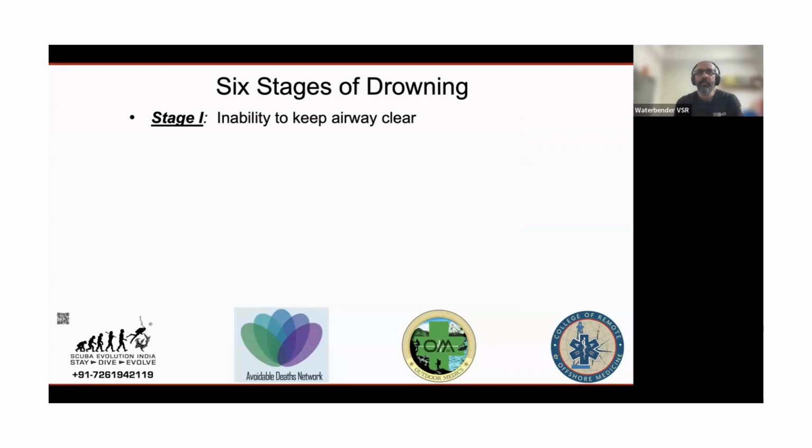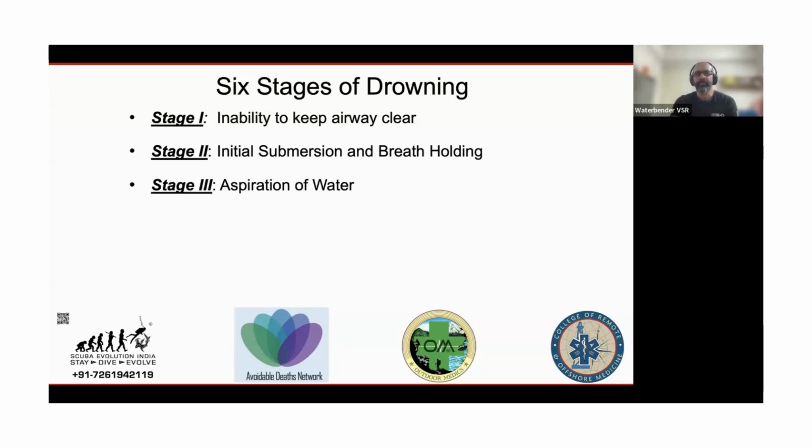Now, in case you are conscious and you are swimming in the pool or in a water body, you eventually will get tired if you're not holding onto something. That will impair your ability to keep your airway clear. So that again is a second way of your airway not being kept clear. Then, the initial submersion, which is from a wave or when you go down because you're exhausted, leads to a sudden laryngospasm, which causes breath holding.